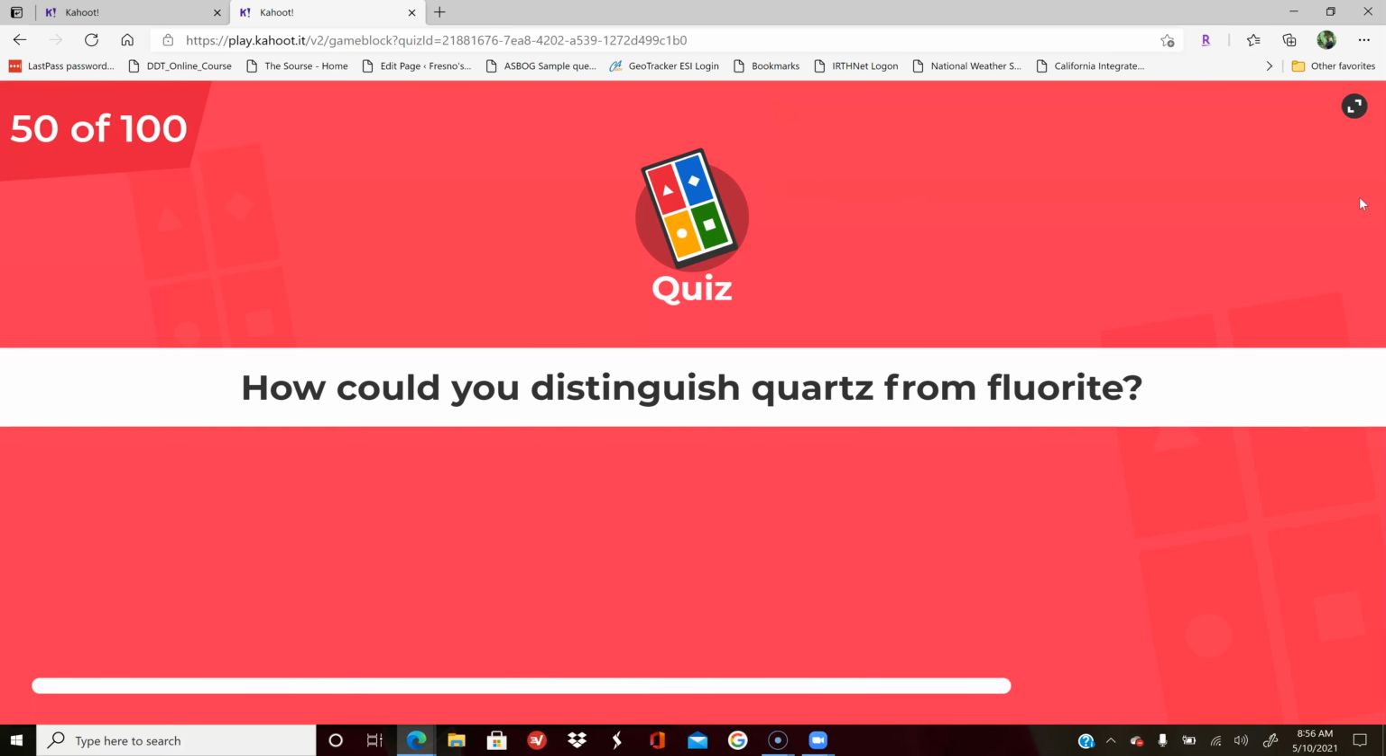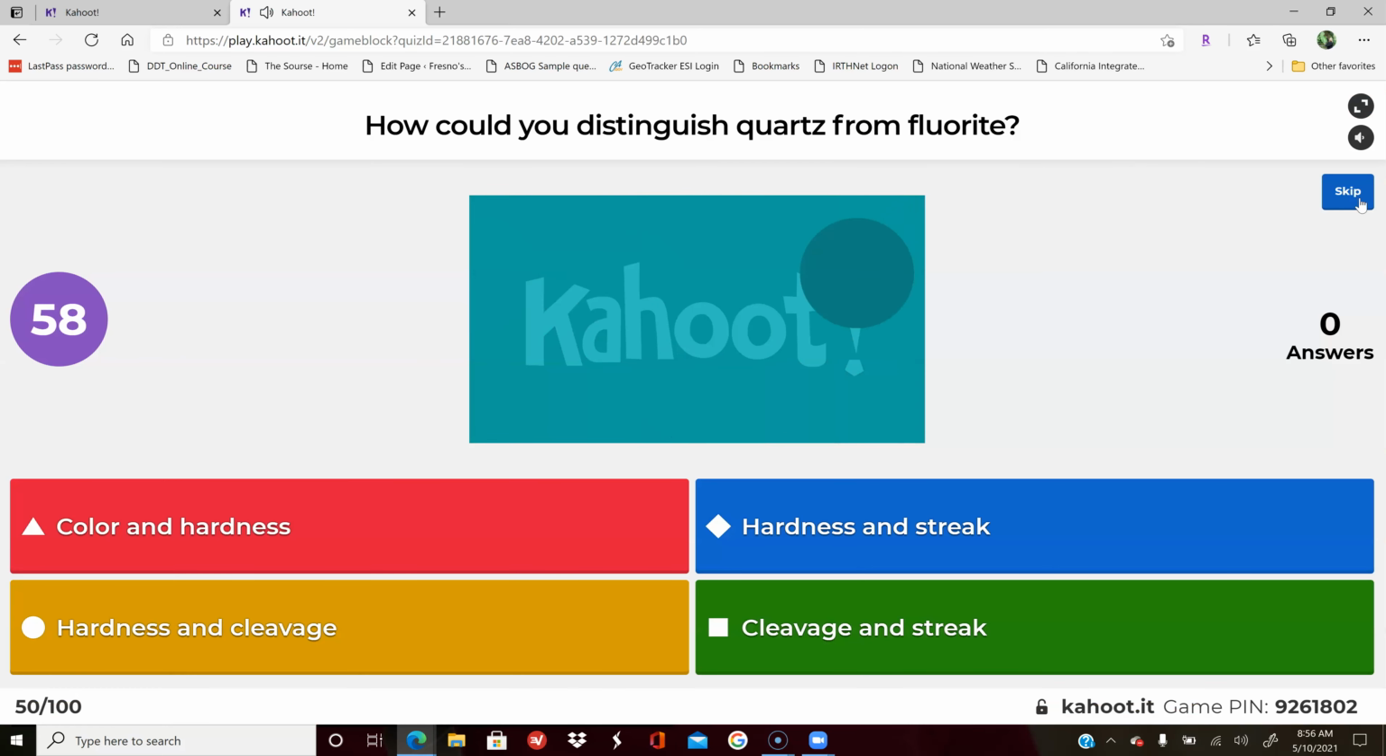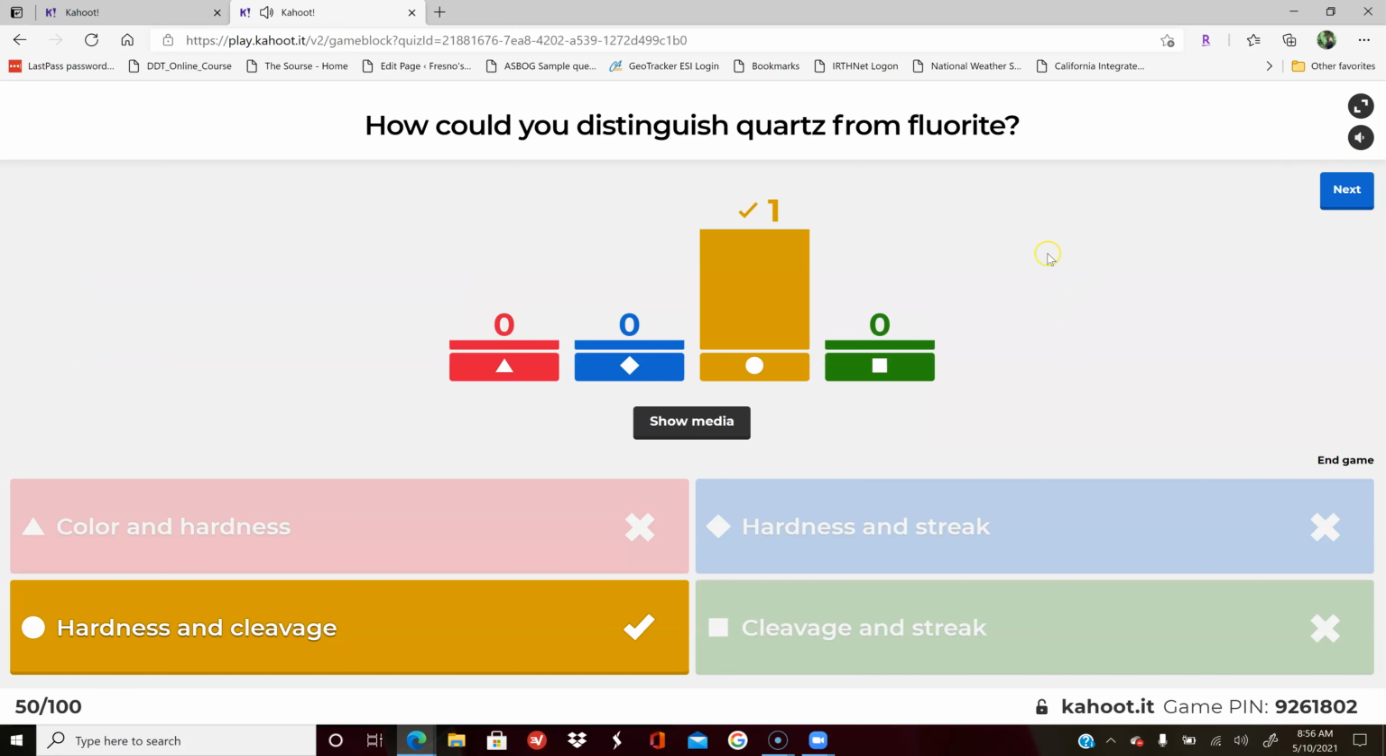How could you distinguish quartz from fluorite? Color and hardness, hardness and streak, hardness and cleavage, cleavage and streak. Hardness and cleavage. Quartz is much harder than fluorite. Quartz does not have cleavage and fluorite does.